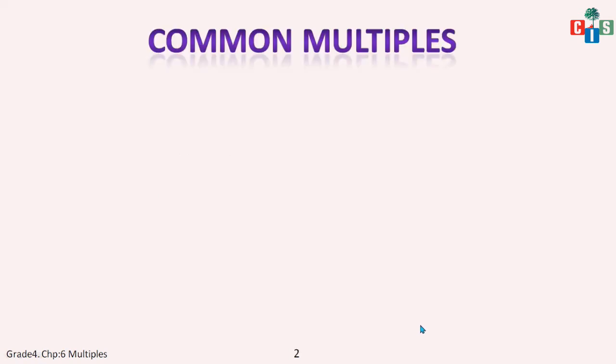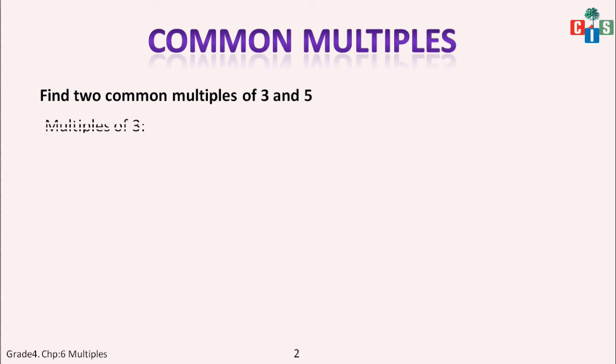Now moving on to the new topic, that is common multiples. We will have one example and likewise I will explain. You have to find two common multiples of 3 and 5. So first of all I'll write the multiples of 3 and then the multiples of 5, and then I'll find the common multiples, as you do in the case of common factors. Common factors are also found the same way: find the factors of both numbers and circle out the common ones. So the same thing we will do. Multiples of 3 means multiplication of 3, which means the table of 3.